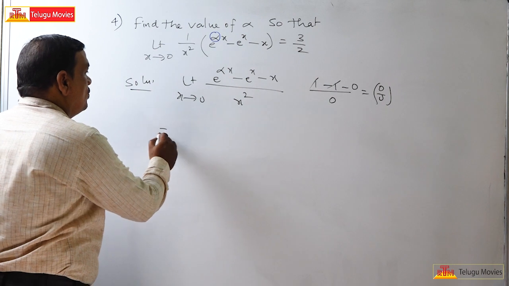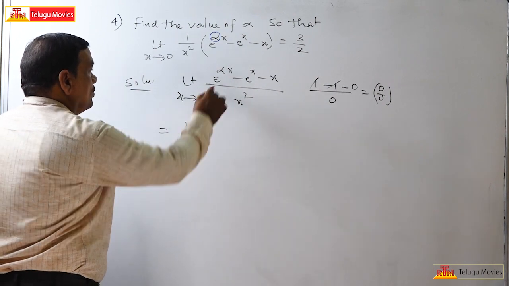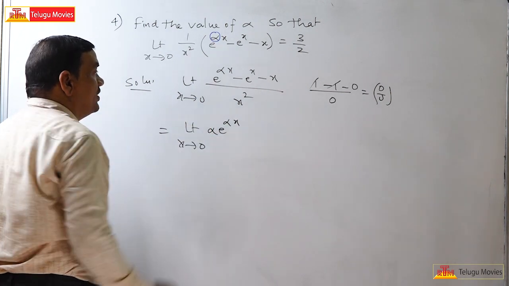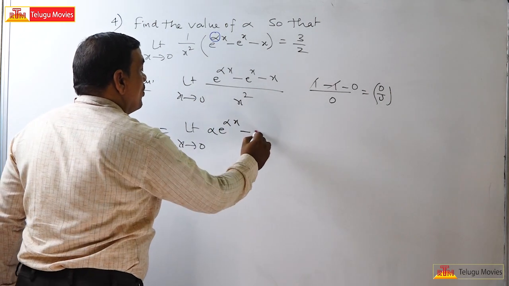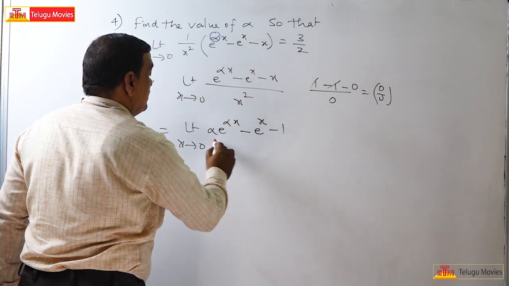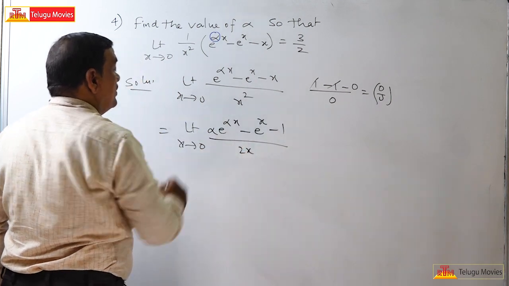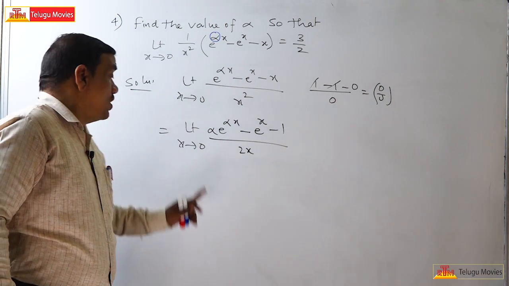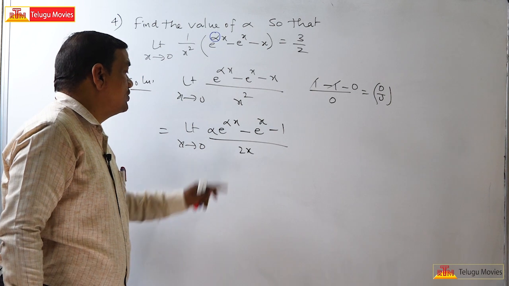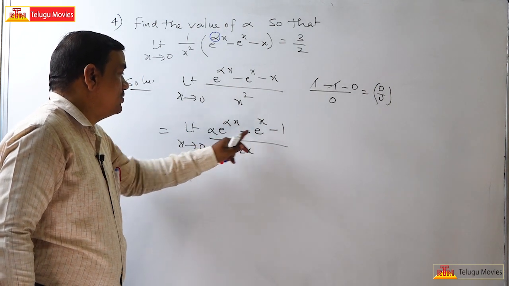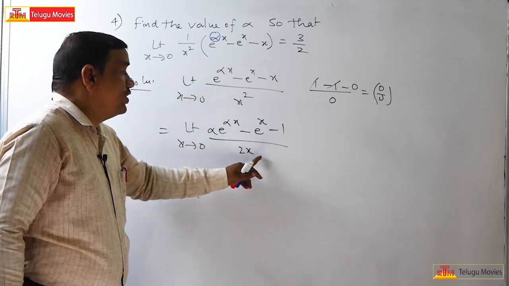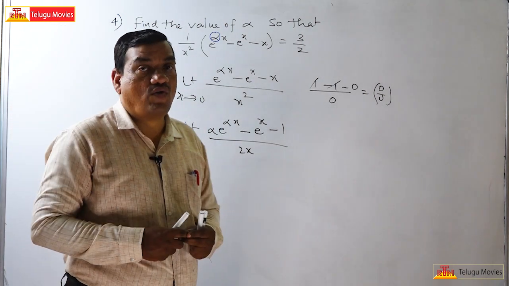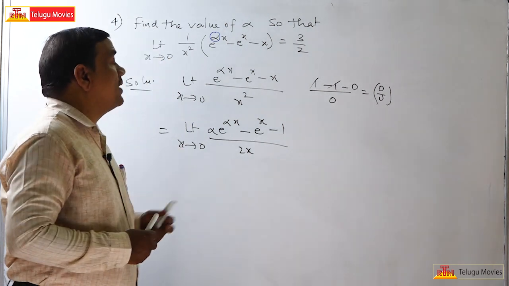So what is the L'Hopital rule? Limit as x tends to 0: the derivative of e^(alpha x) is alpha e^(alpha x), minus the derivative of e^x which is e^x, minus 1, over the derivative of x squared, which is 2x. Now substitute x equal to 0 here. Again e^0 is 1, and 2 into 0 is 0. But you are not getting the 0 by 0 form, so don't apply the L'Hopital rule again.